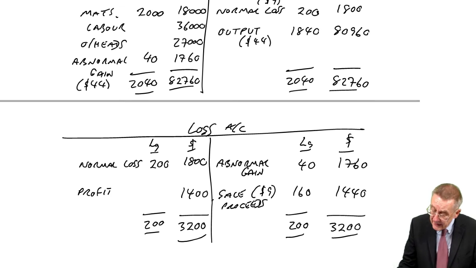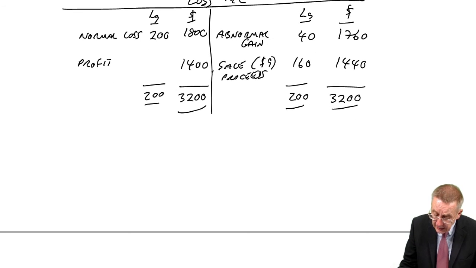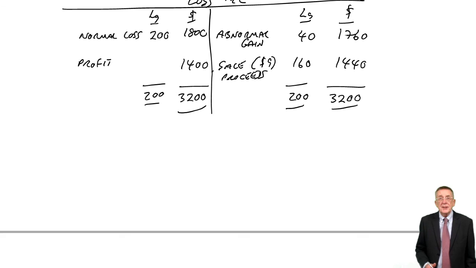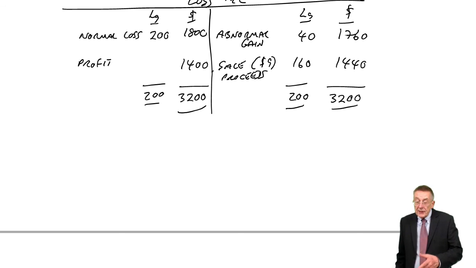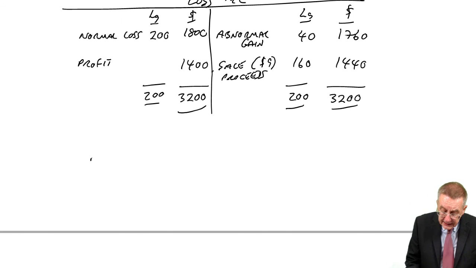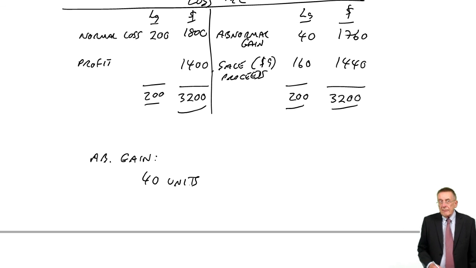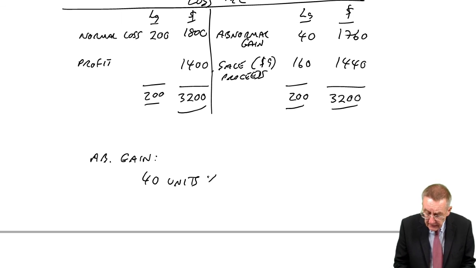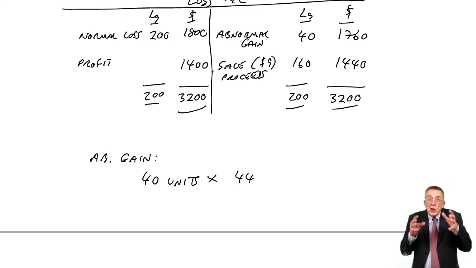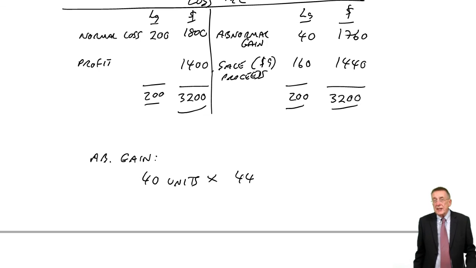And although I am in a sense wasting your time checking it because it couldn't be asked in the exam, just to make sure you are clear where that's come from, what's happened, you see the abnormal gain, it was 40 units. And what's it gaining us? Well, it would have been gaining us 44 because we got all those extra good units, which are worth $44 each to us.